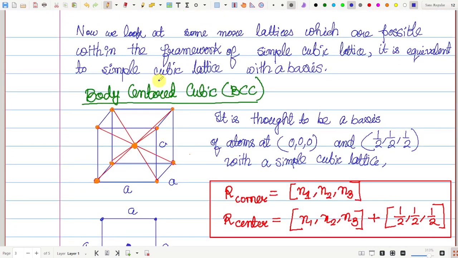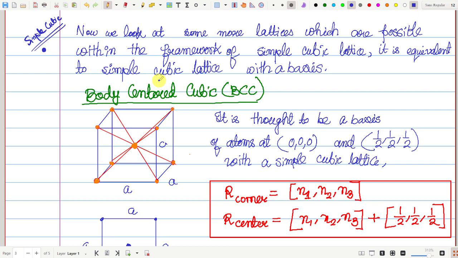Okay, so now we look at the simple cubic lattice. If we add, let's say, at the center point where all the diagonals meet, one atom, one basis basically, then what we get is very simple. It's called a body-centered cubic lattice.